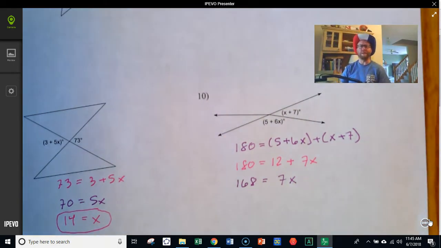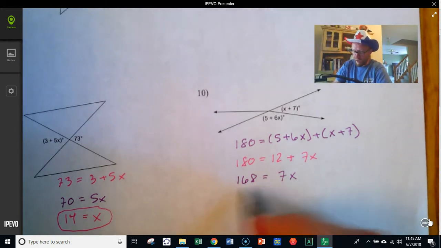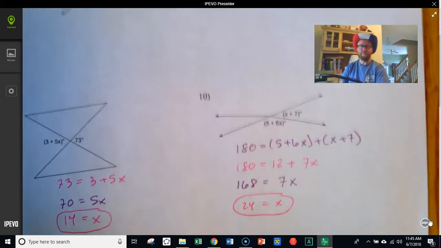So let's see, 140 is 20 sevens, and then we have 28, which is 4 more, so 24 sevens. So we divide this by 7, we get 24.